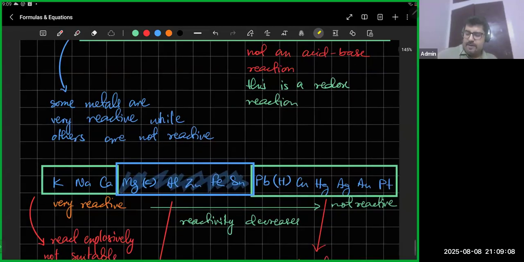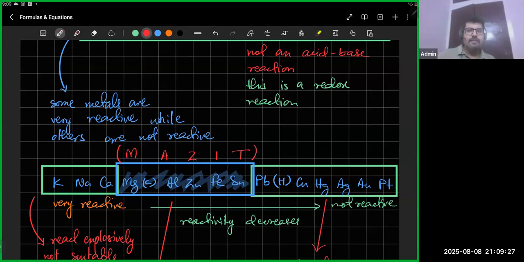One way to remember the middle ones, the ones that have a decent reaction, is MASIT. It's magnesium, aluminium, zinc, iron, and tin. SN is tin. So make sure you remember.